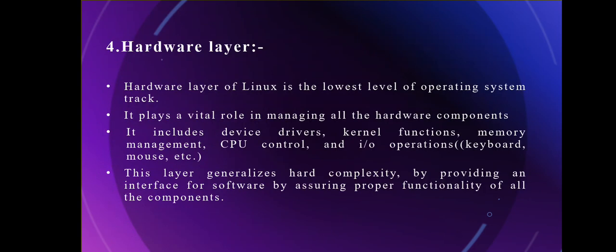Fourth one is hardware layer. The hardware layer is the lowest level of the operating system. The hardware layer in Linux is the bottom layer of the operating system that includes all the physical parts of the computer like the CPU, memory, hard drive, keyboard, mouse and network card.